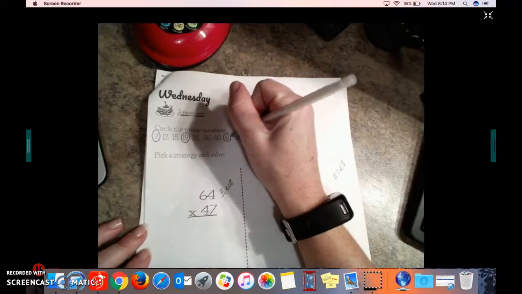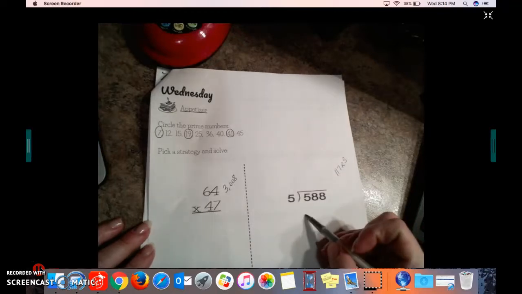All right, you will need to be checking your work here on the appetizer portion of your math buffet for Wednesday. The prime numbers that you should have identified today were 7 and 19. So those are the only two numbers that you should have circled, along with 41. So 7, 19, and 41. For your multiplication, your answer should have been 3008. For your division, it should have been 117, remainder of 3. If you did not get those answers, you need to follow along in your packet and check your work.